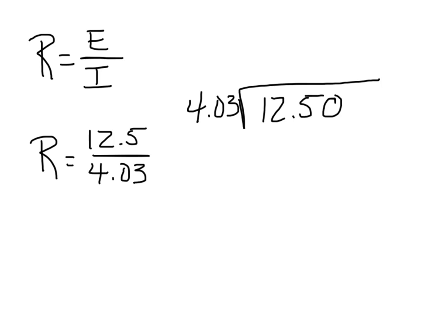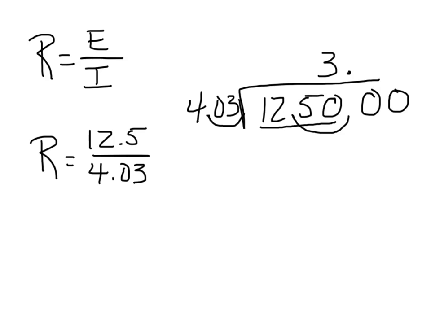So here, when we're dividing by decimals, don't forget I need to make my divisor a whole number. So I'm going to move that over 2 spots, and I move it over 2 spots here, and I come up top, put my decimal in place. I'm going to add a couple extra zeros. Now I need to determine how many times 403 will fit into 1,250. In this case, it is 3 times.